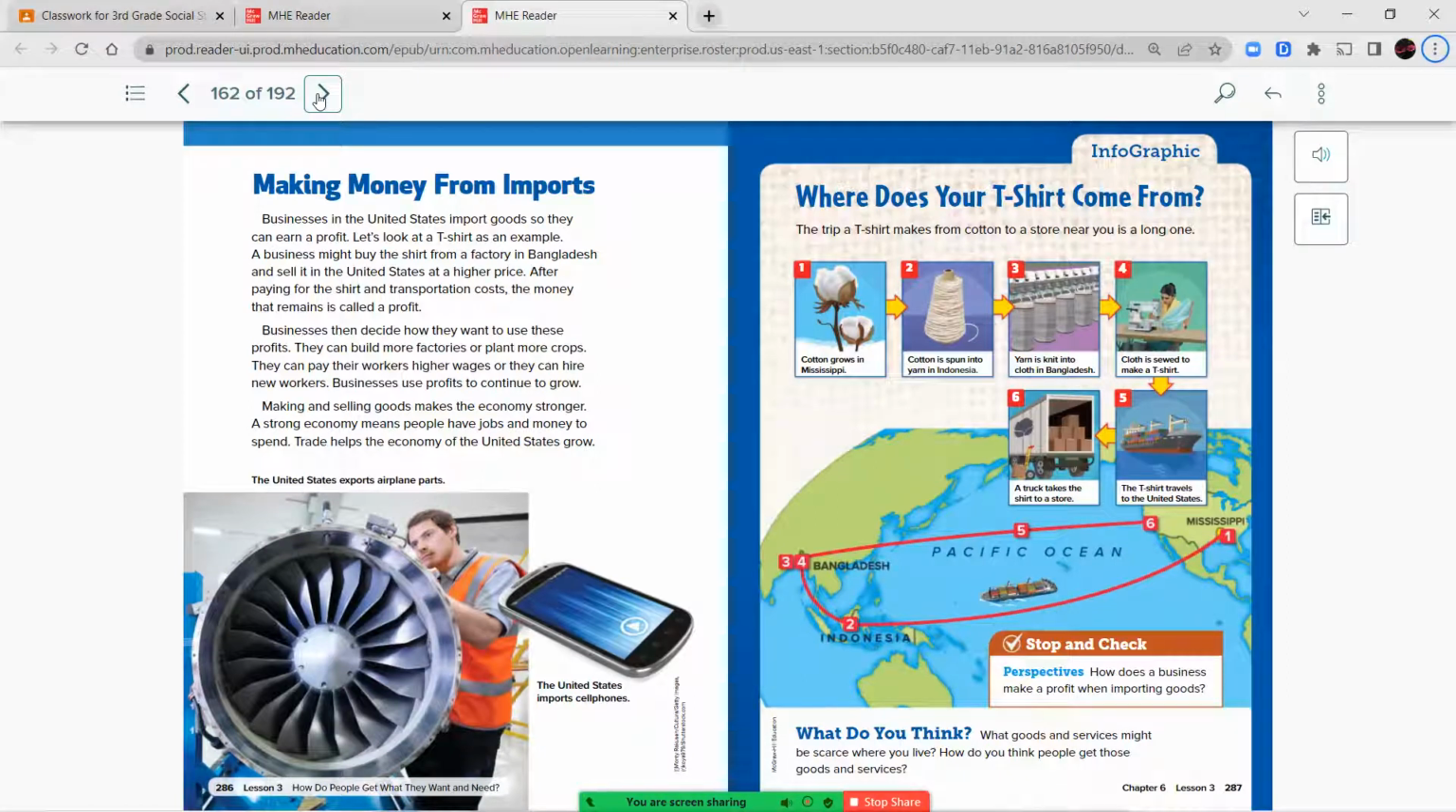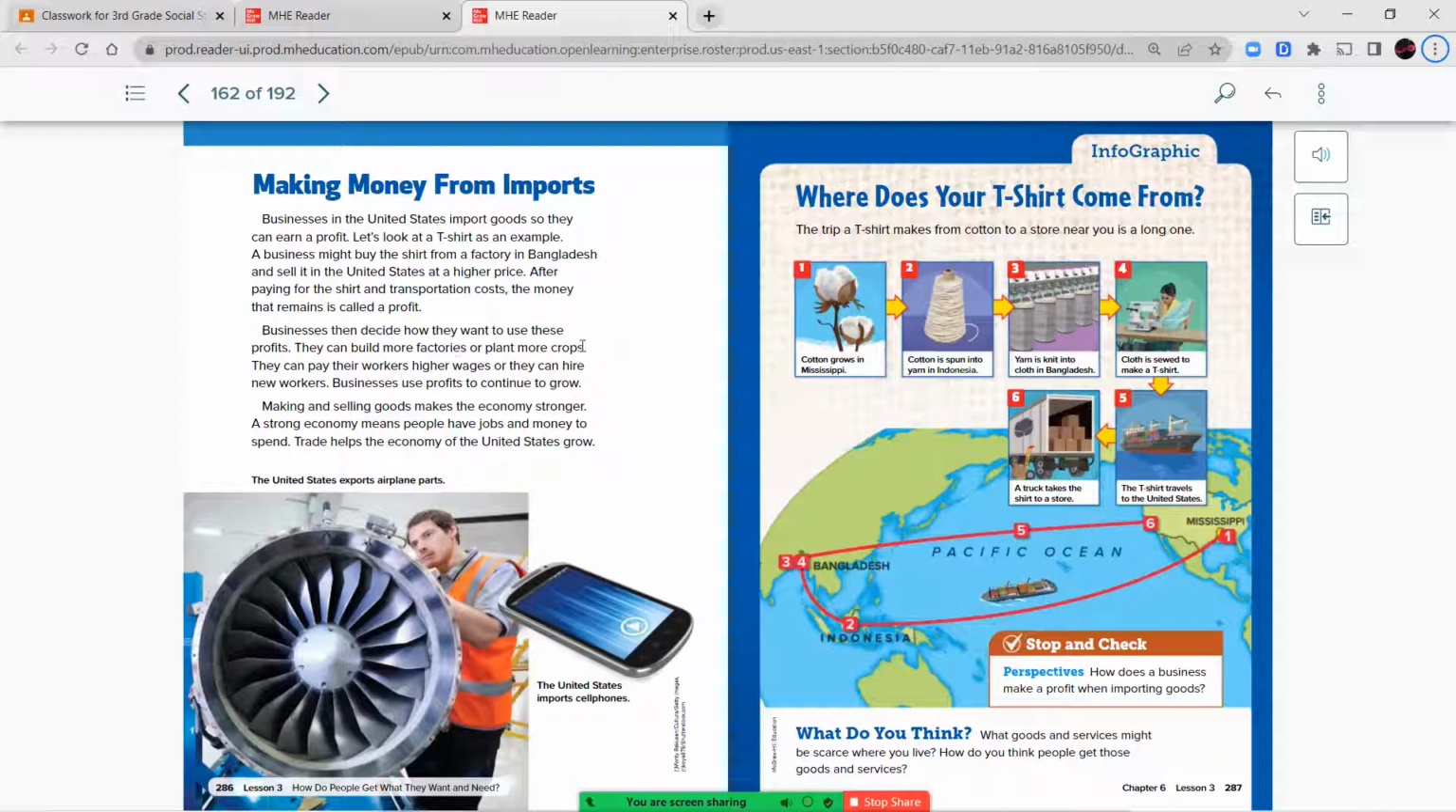Making money from imports. Businesses in the United States import goods so they can earn a profit. Let's look at t-shirts as an example. A business might buy the shirt from a factory in Bangladesh and sell it in the United States at a higher price. After paying for the shirt and transportation costs, the money that remains is called a profit. Businesses then decide how they want to use these profits.